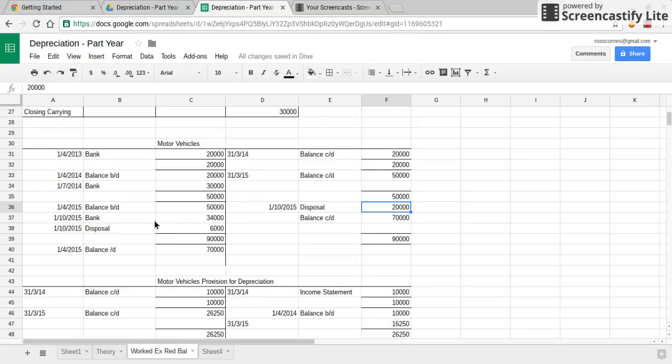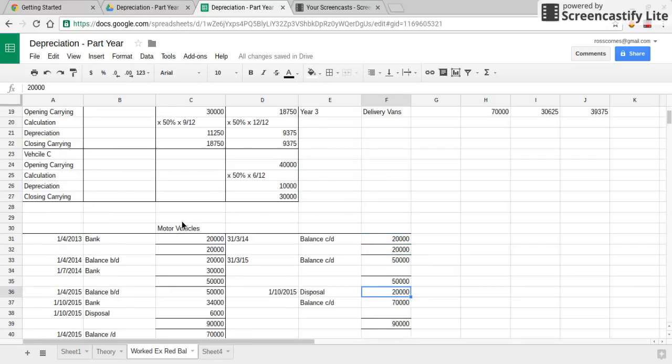And then we'll look at this in a bit more detail, but we need to also increase the debit side of the motor vehicle by $40,000 for the new vehicle purchase. But I'll explain why we've got bank and disposal in there in a moment.